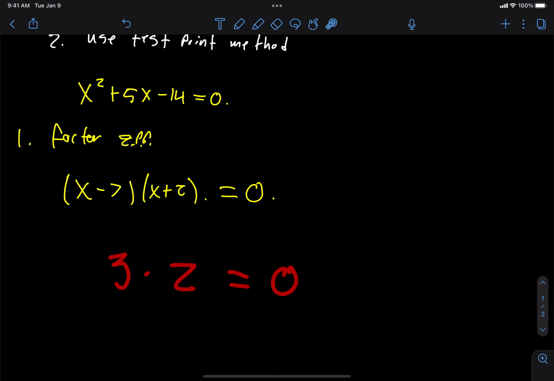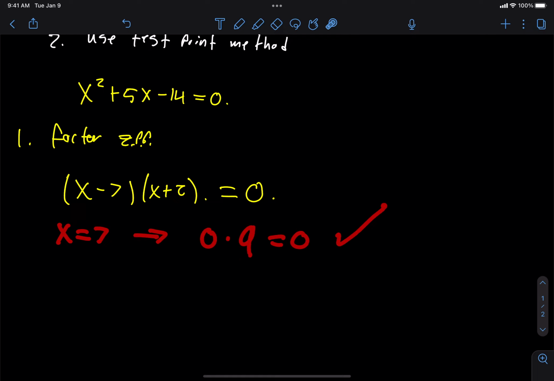The only way I'm going to get 0 is if one of the two numbers that I multiplied was 0, or both, right? But of course, both of these can't be 0 because if x is 7, then this one will be 0, but this one will be 9, right? So if x equals 7, then what do we get? We get 0 times 9 equals 0, and we're all happy.